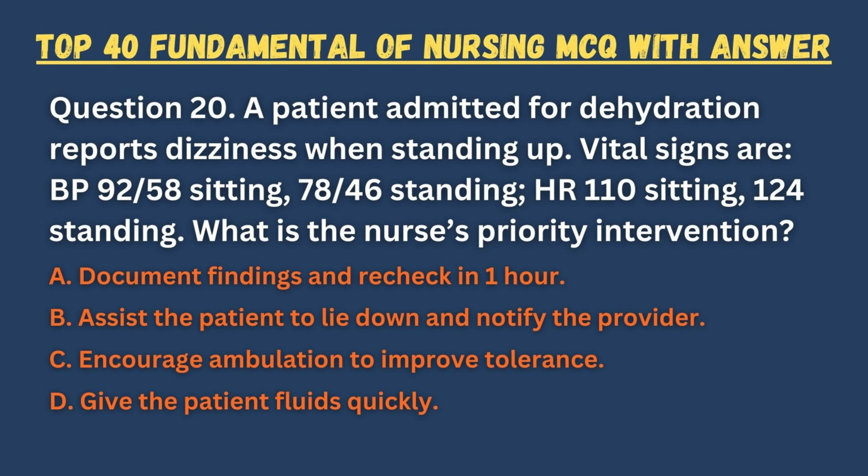Question 20. A patient admitted for dehydration reports dizziness when standing up. Vital signs are BP 92/58 sitting, 78/46 standing, heart rate 110 sitting, 124 standing. What is the nurse's priority intervention? A. Document findings and recheck in 1 hour. B. Assist the patient to lie down and notify the provider. C. Encourage ambulation to improve tolerance. D. Give the patient fluids quickly.